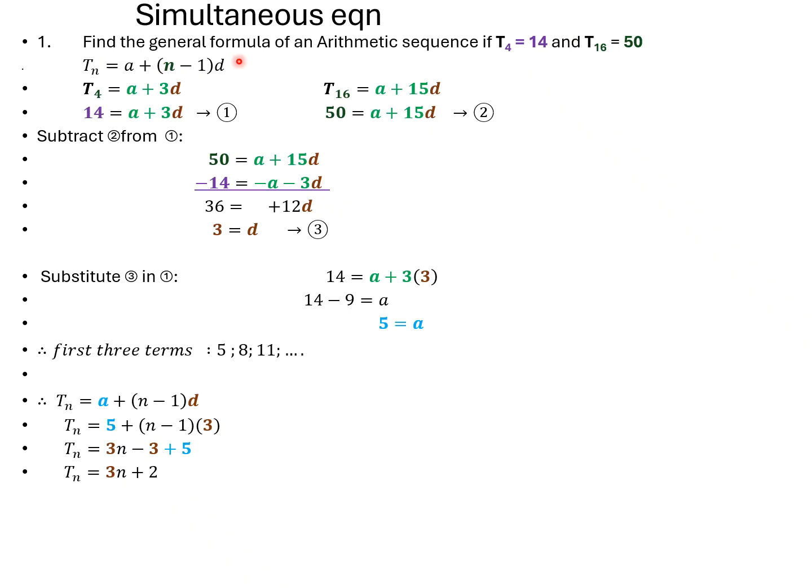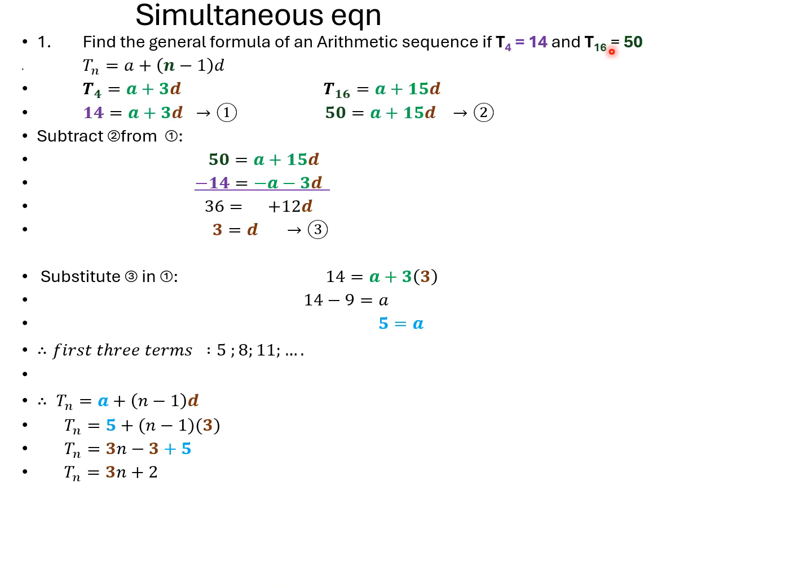Find the general formula of the arithmetic sequence if term 4 equals 14 and term 16 equals 50. So using Tn equal a plus n minus 1 times d, term 4 becomes 4 minus 1, which gives me 3d, and a simply stays a. So term 4 equals a plus 3d, but term 4 equals 14, so 14 equals a plus 3d, and there's my equation 1. You see, there are two unknowns, a and d. Therefore, it will be solved simultaneously.